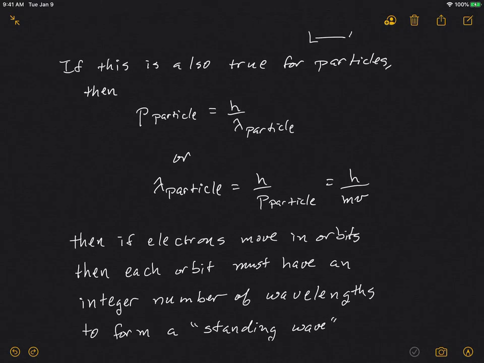And then he takes this a step further: if electrons are moving in orbits and electrons are waves, then each orbit must have some integer number of wavelengths to form a standing wave. Otherwise, as it orbits around, it's going to interfere with itself destructively, and you don't get a wave, so that orbit is not allowed. A little bit like how when you're plucking the string on a stringed instrument, there are certain frequencies of sound that are emitted.